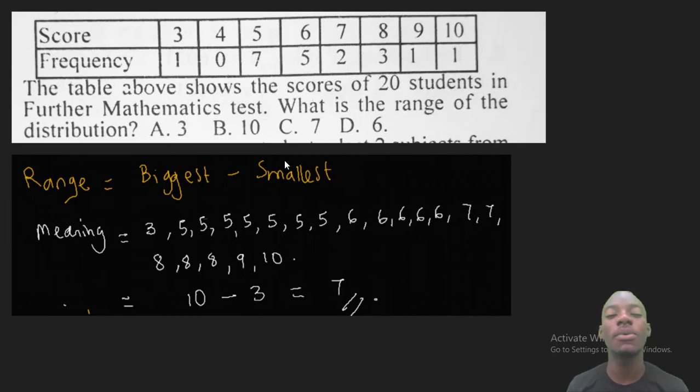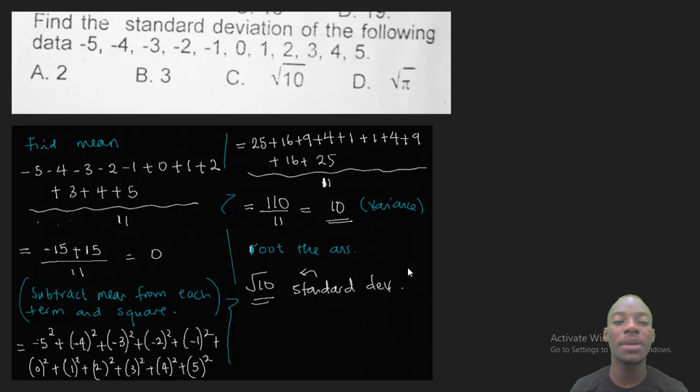So I interpreted the table again. Now this frequency means how many times the numbers appear. These are the scores. How many times do they appear? This table means 3 appeared once. This 4 means there was no 4. No appearance of 4, so there is no 4. I didn't write 4. This means 5 appeared 7 times. I wrote it down this way to interpret the table. Then the biggest minus the smallest means the biggest number, 10, minus the smallest number, 3. And that's 10 minus 3, which is 7. So the range is simply 7.